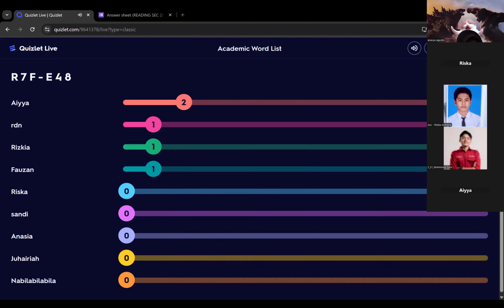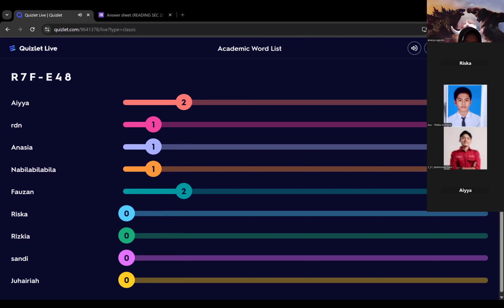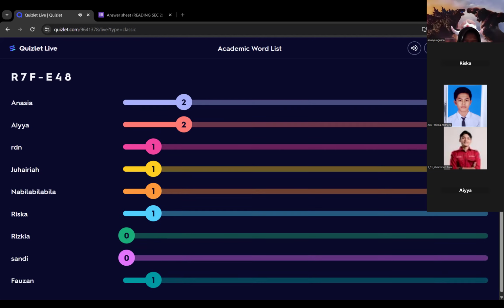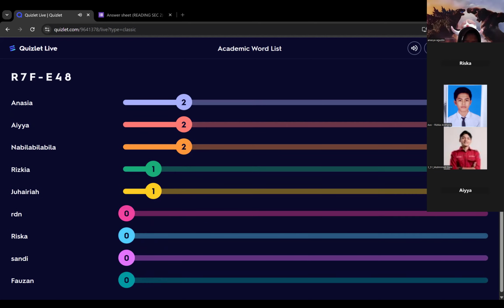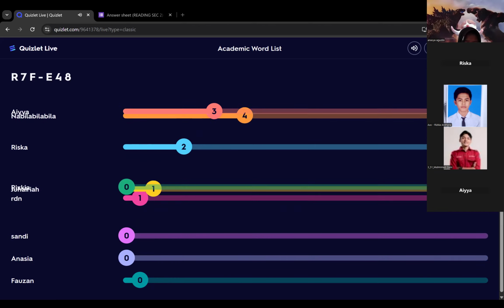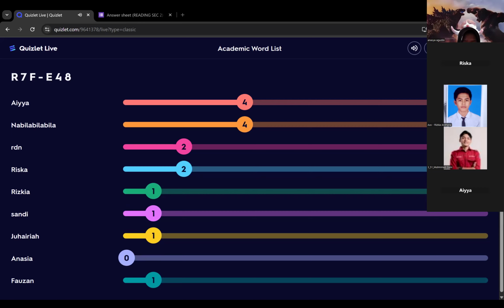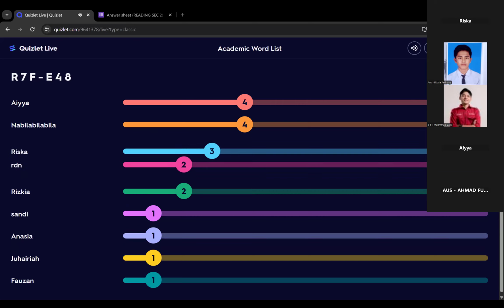Okay, slowly now, slowly, okay? Just study the word and the definition carefully. Come on, come on. Carefully analyze the definition. Okay, Nabila, Anasha just got back to zero. Okay, Aya and Nabila now with the same points. Leading. Okay, Nabila with 4 points. Come on, Nabila. Carefully, Nabila. Oh, Aya is catching up. Aya is catching up with 4 points.